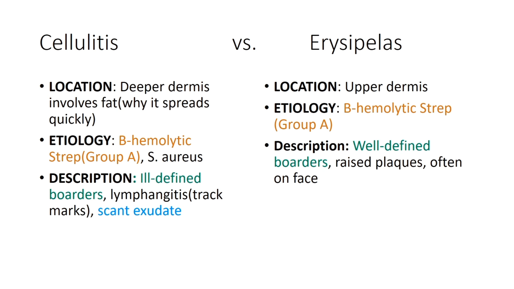However, other things can help you, like track marks of lymphangitis and scant exudate. It's a little bit moist, sticky and stuff like that. That's your cellulitis. Whereas Erysipelas is dry, raised, almost like plaques, but they have well-defined borders. And that's going to be your Erysipelas. But remember, beta hemolytic strep for both of these guys. Not Staph. Staph does abscess-like stuff. This guy kind of spreads and spreads out, and that's going to be your strep.